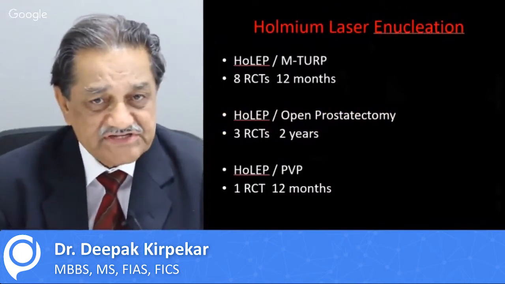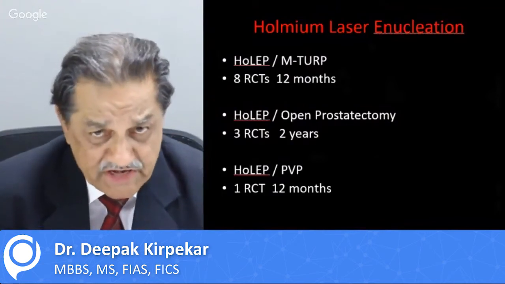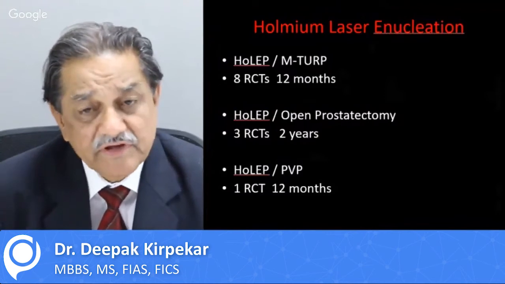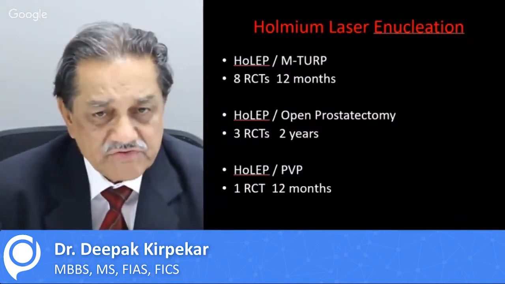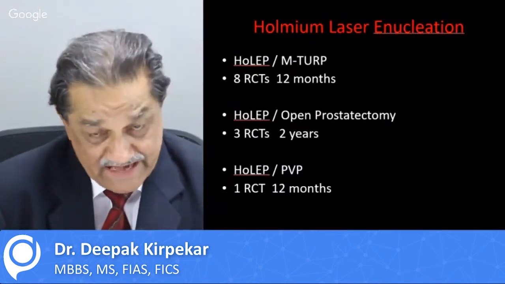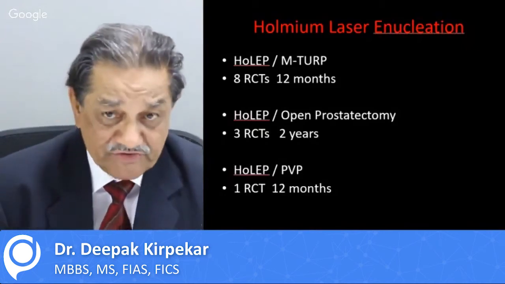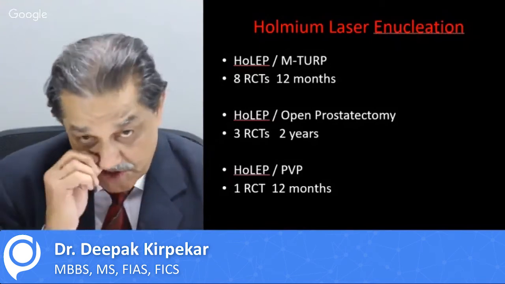There are a number of RCTs comparing HOLEP, which is holmium enucleation of the prostate, with TURP, HOLEP with open prostatectomy, and HOLEP with green light vaporization. All of them totally agree that HOLEP does remove more tissue than others. As far as open prostatectomy is concerned, tissue removed is more with open prostatectomy, but HOLEP takes a shorter time and a much shorter hospital stay.